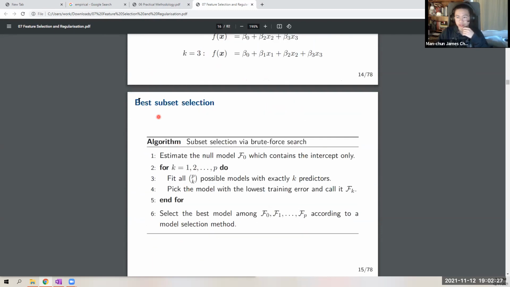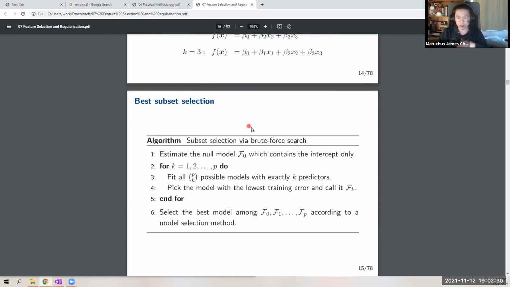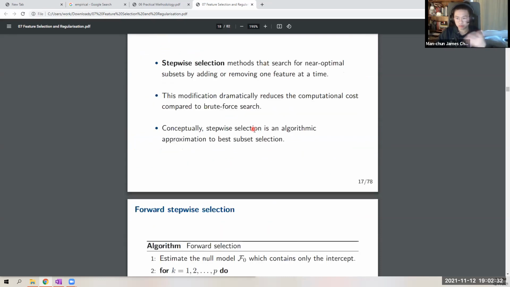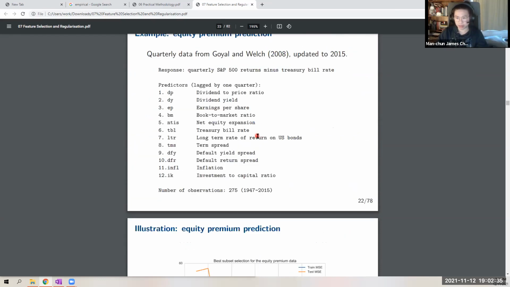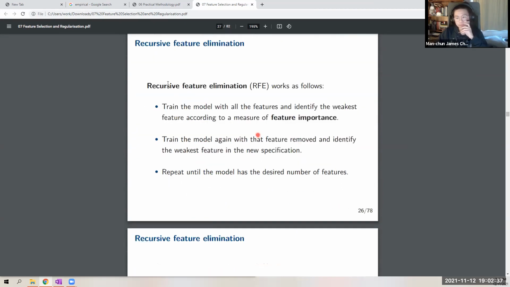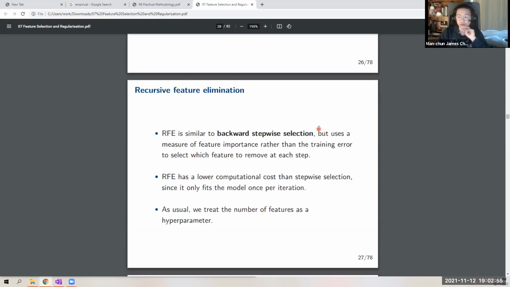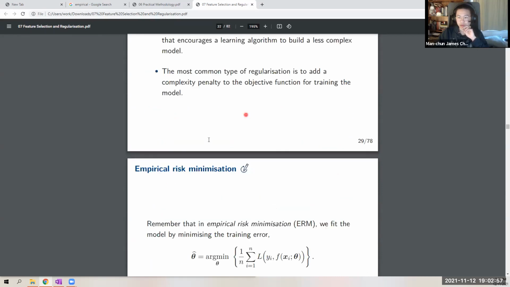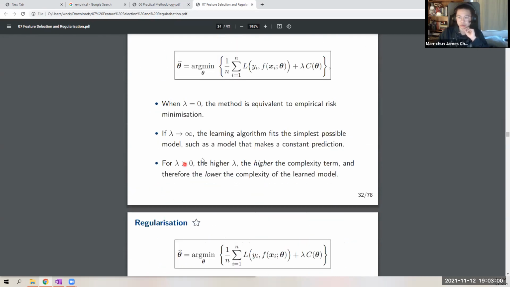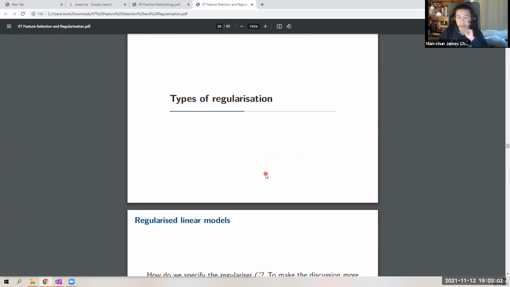Best subset selection would be an example of wrapper selection. Recursive feature elimination is another: you train the models with all the features and identify the weakest feature according to some measure of feature importance. Random forests have feature importance that we can use for that. Regularization will be an example of embedded methods.